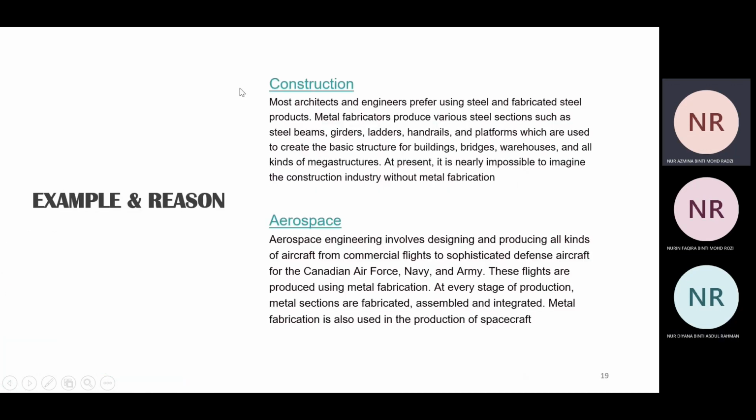So, examples and reasons. First, construction. Most architects and engineers prefer using steel and fabricated steel products. Metal fabrication produces various steel sections such as steel beams, girders, ladders, handrails, and platforms which are used to create the basic structure for buildings, bridges, warehouses, and all kinds of mega structures. At present, it is nearly impossible to imagine the construction industry without metal fabrication.